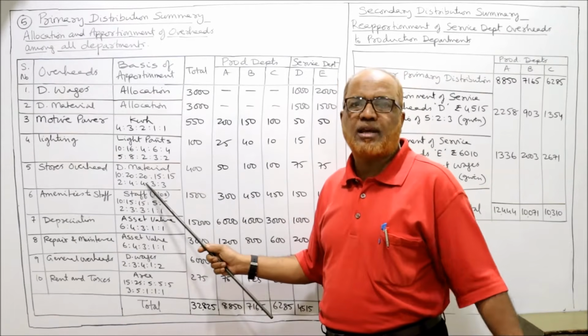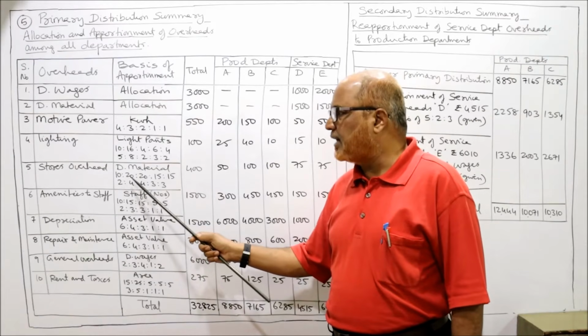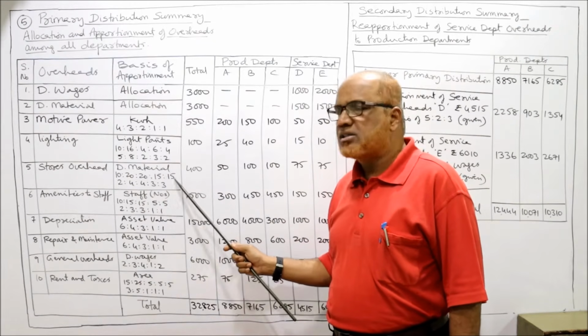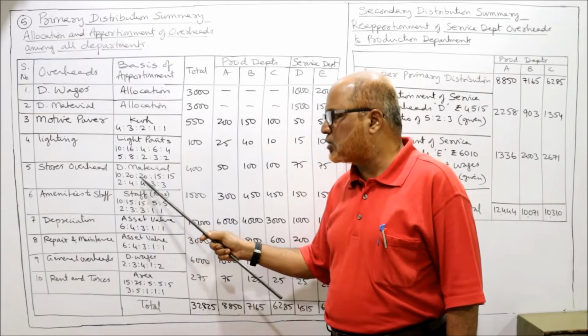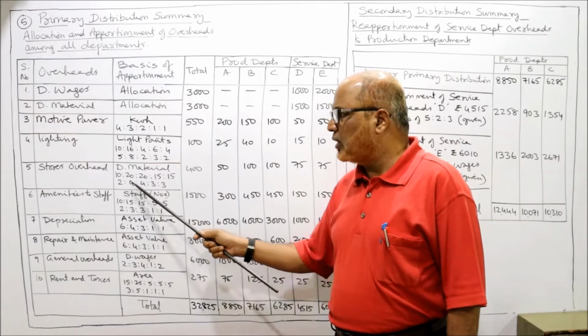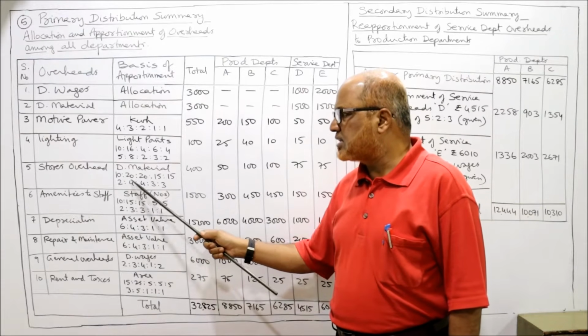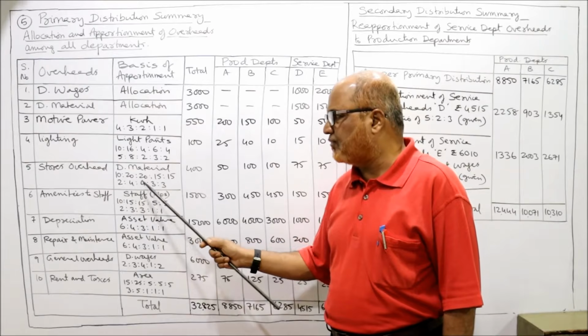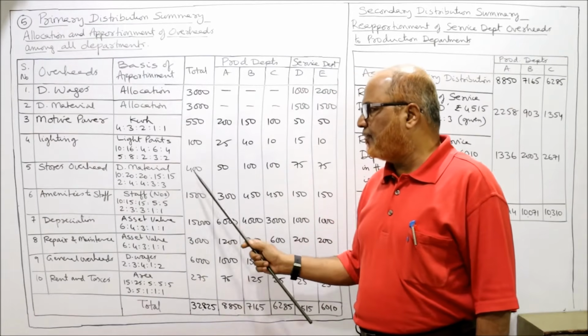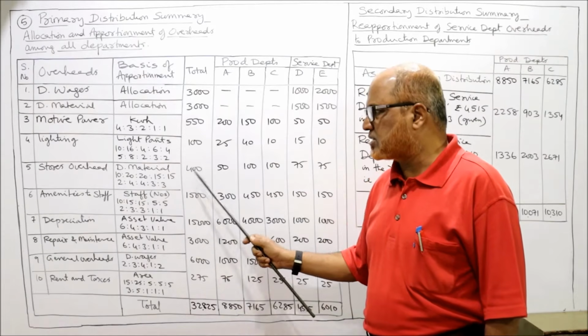Stores overhead, 400 rupees, as given. It will be apportioned in the ratio of direct material. So direct material of all the departments are 10, 20, 20, 15, 15. Simplify: 5 2s are 10, 5 4s are 20, 5 4s are 20, 5 3s are 15, 5 3s are 15. So in this ratio, 4 plus 4, 8, 9, 10, 16. So 400 into 2 by 16, 400 into 4 by 16, 4 by 16, 3 by 16, 3 by 16.